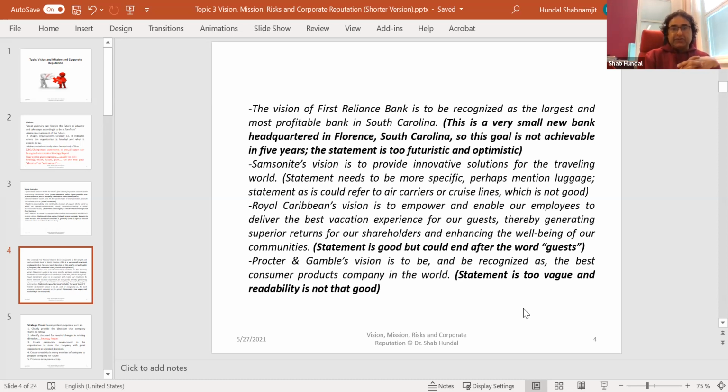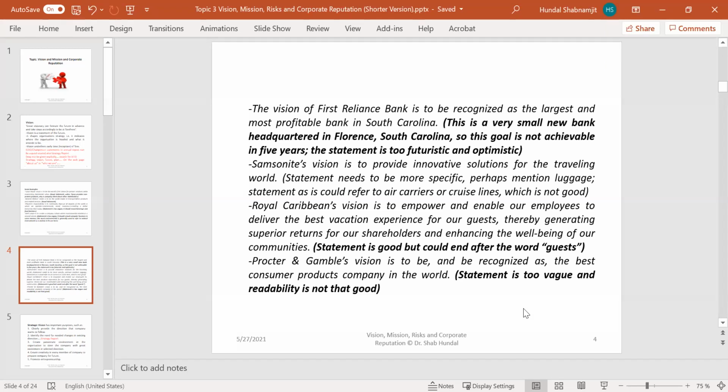thereby generating superior return for our shareholders and enhancing the well-being of the community. This is good. I like it. They are talking about what they do and what they want to become.